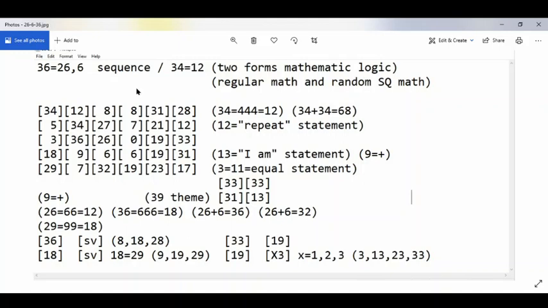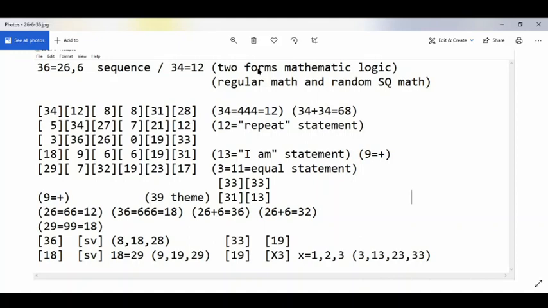Hello, welcome to the wonderful world of random sequencing. Today we're going to be talking about the 36 is equal to 26 6 sequence, the 26 6 sequence. That's this right here. The 36 is equal to 26 and the 6 sequence. And I'll explain that. And then we're going to be talking about the 34 is equal to 12, and that's right there, and I'll be talking about that.